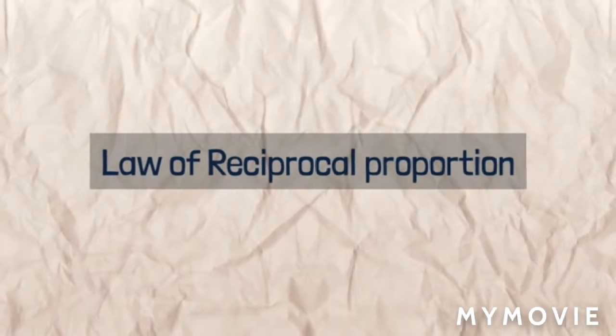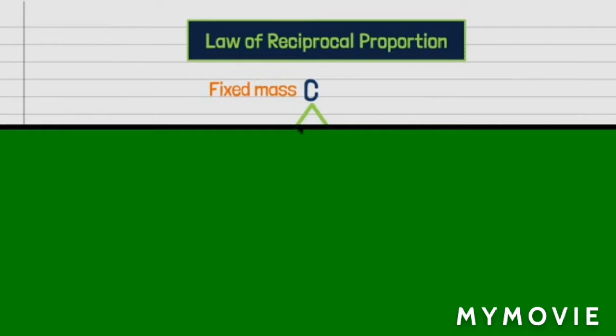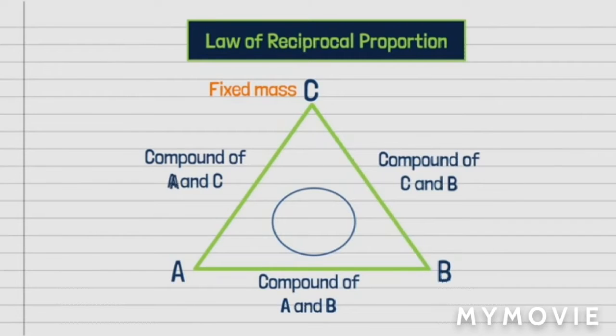Law of reciprocal proportion. Let's understand it with a diagram. We have three elements A, B and C on the vertex of the triangle. On the edge of the triangle, we have compounds made up of these elements. On the left hand side, we have a compound formed of A and C, and on the right hand side, a compound of B and C. Let's take a fixed mass of C in both the compounds. Now the ratio of the masses of A and B, which combine separately with the fixed mass of the third element C, is calculated. This is step 1.